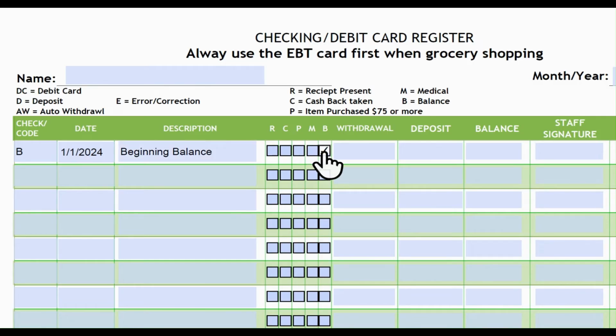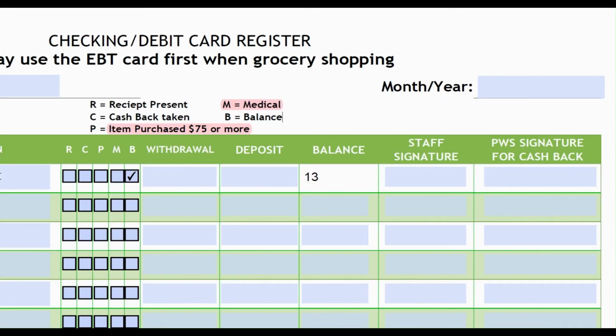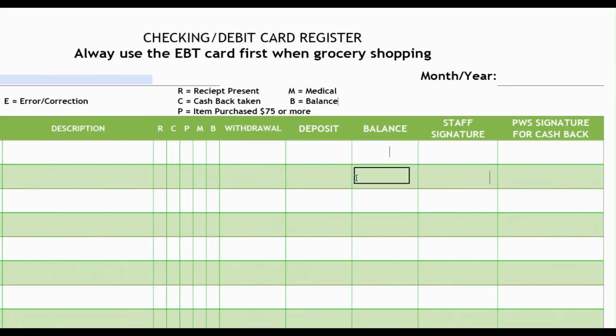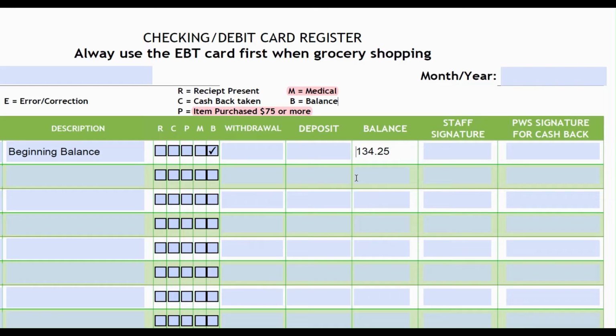Check this off. And then you are going to get this number from the ending balance of the month before. So you just look up what that number was at the end of the month, in this case, it would have been December. And we're going to put that number into the balance sheet for the beginning balance of this month. So let's say the person has $134.25 at the end of the previous month. So always start off the new month by filling out this top line here.